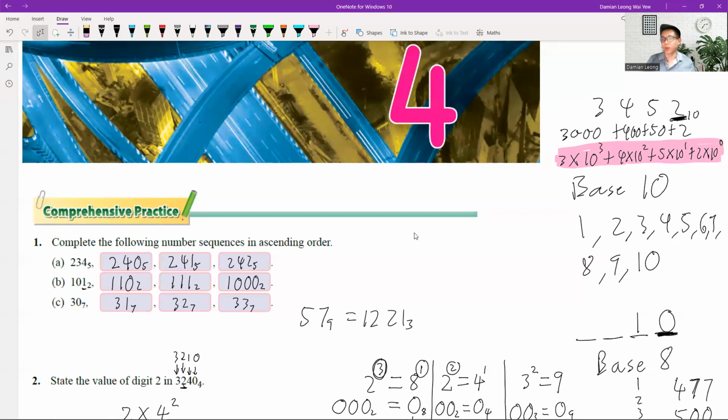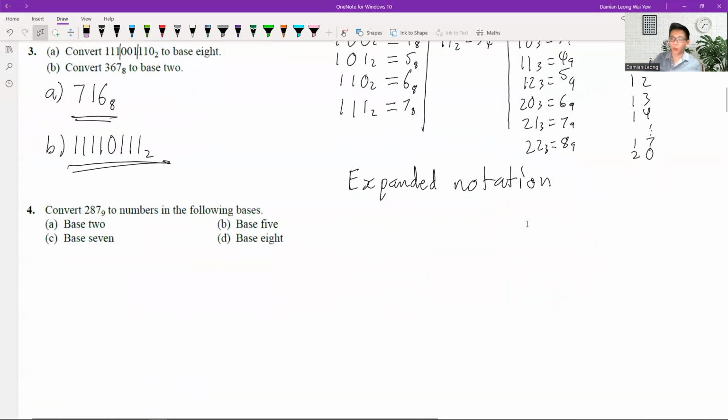Basically, we add everything together. Yeah. So feel free to use a calculator to add them all together after you get the expanded notation. Okay, you don't need to count one by one. So how do we get the expanded notation?